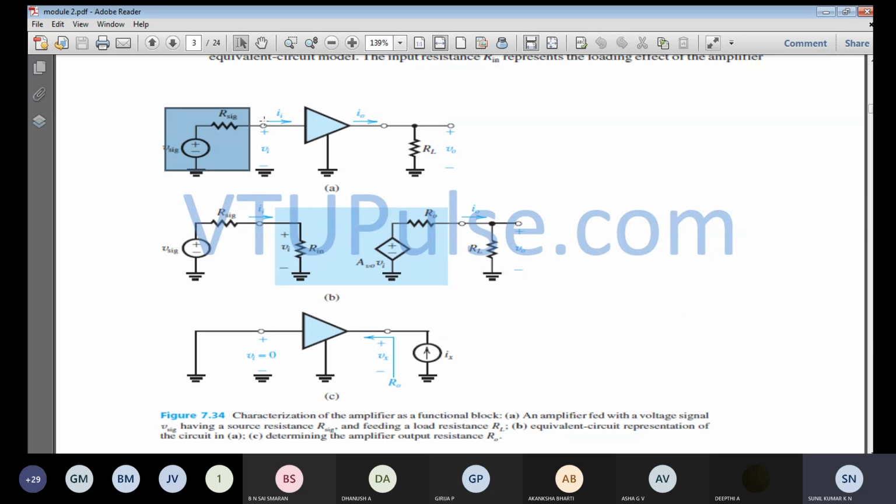And if we go into detail about the equivalent circuit, so if you consider the equivalent circuit, what is the amplifier circuit and what is there inside it? That corresponding equivalent circuit has been represented over here.